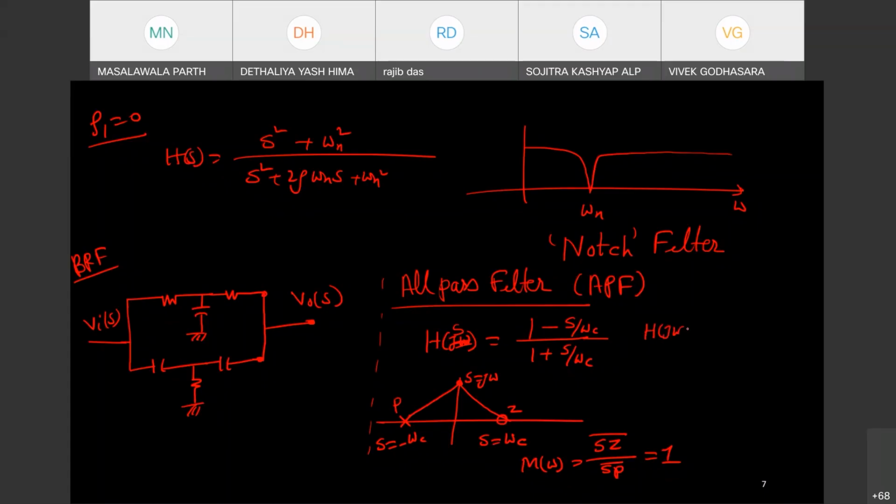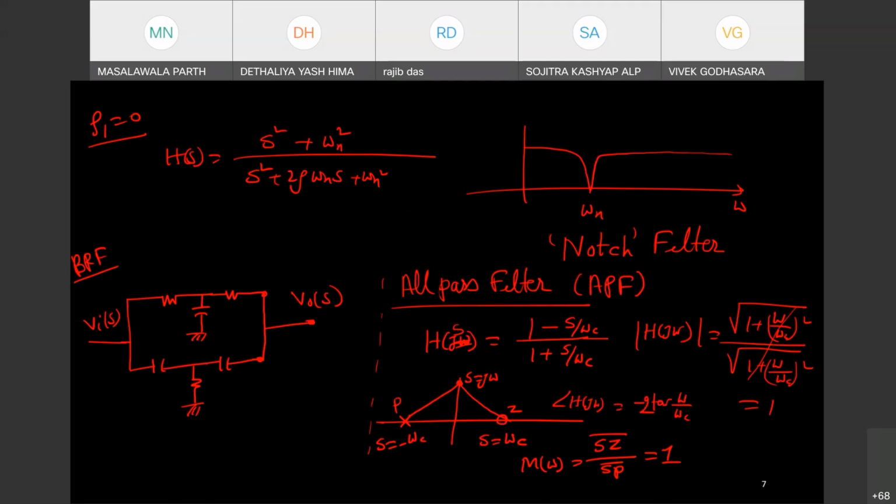So H of j omega, its magnitude, what will happen? Square root of 1 plus omega over omega c, that square. Again this one also 1 plus omega upon omega c, that square. Because a minus jb and a plus jb will have the same magnitude. So they will cancel and you will get 1 always for all frequency. But the angle is different. So this angle is minus tan inverse omega by omega c, and again it will give you minus tan inverse omega by omega c, so 2 times of that one.